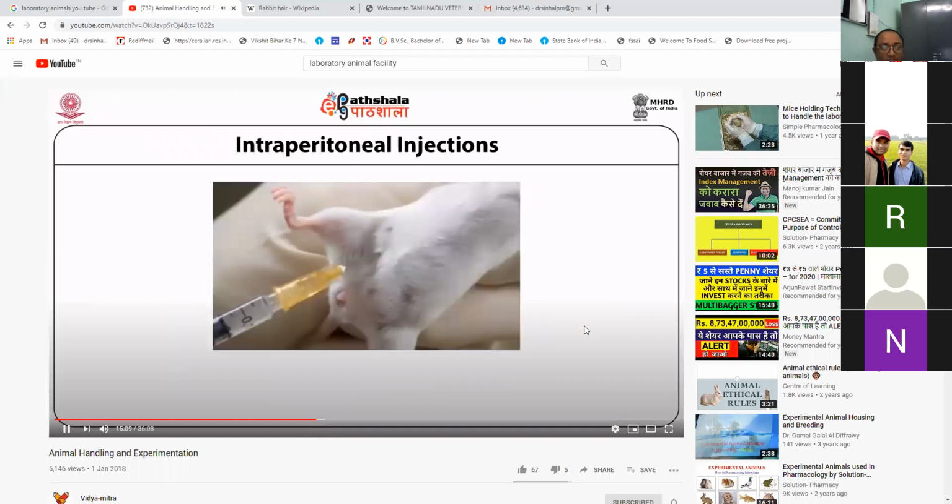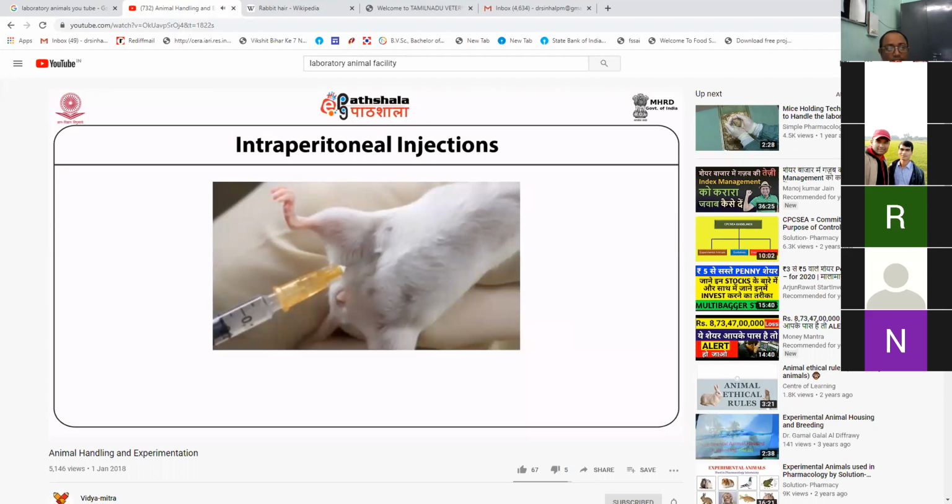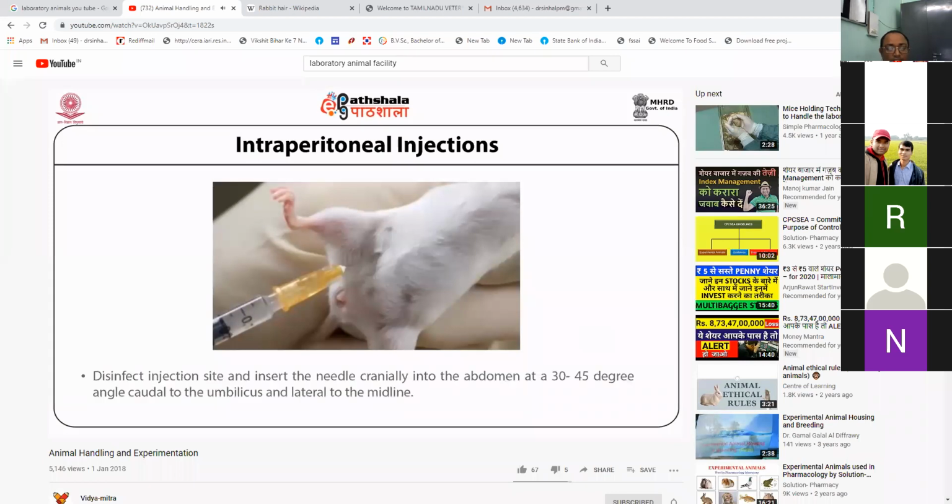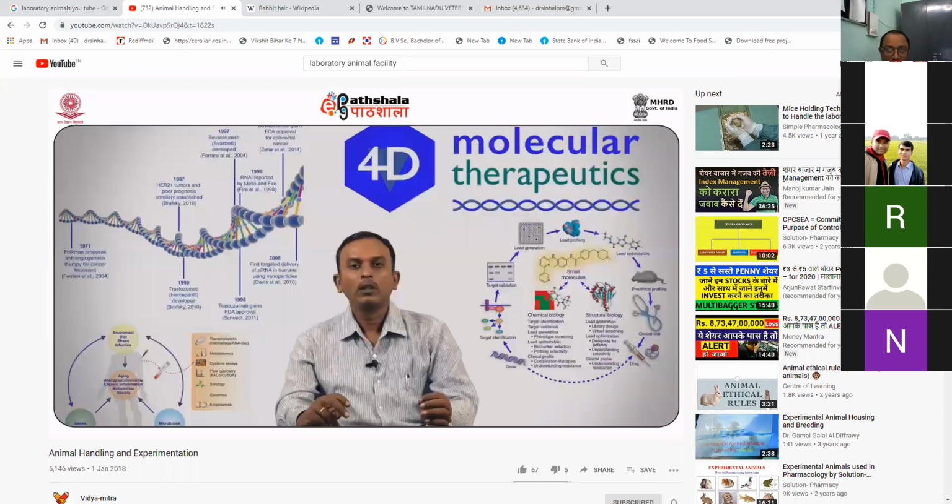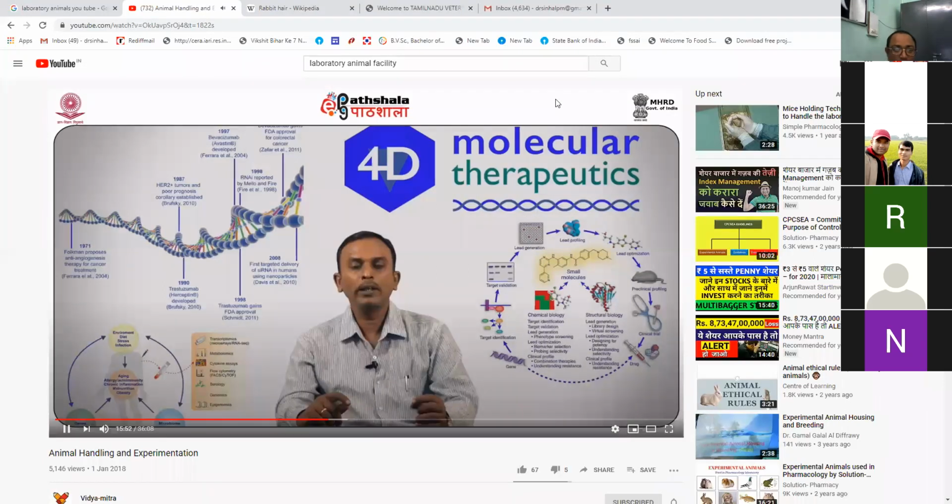After identification of the animal, the other thing more important for us to know is the injection procedures, because we need to inject drugs either intraperitoneally, subcutaneously, intradermally or intravenously. The most common procedure in mouse models is intraperitoneal injection. During intraperitoneal injection, you should always disinfect the area with a disinfectant, and the angle of injection is 30 to 45 degrees, caudal to the umbilicus and lateral to the midline. This is one of the most important things to ensure when injecting intraperitoneally.